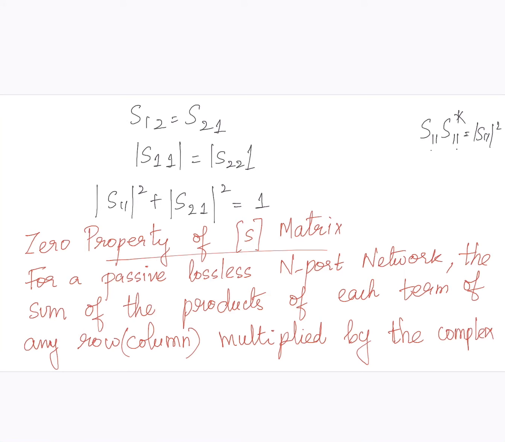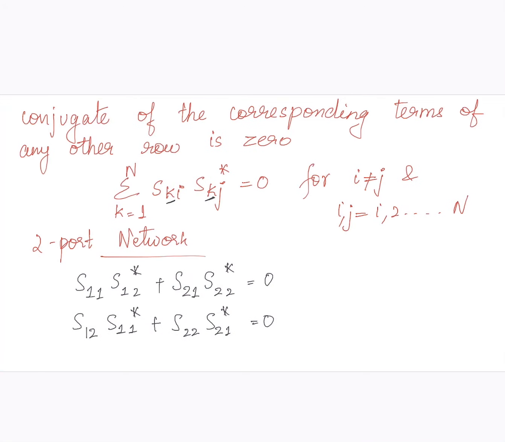Next property is zero property. So zero property, from the name itself, it can be assumed that for a lossless input network, the sum of the products of each term of any row multiplied by its complex conjugate of the corresponding terms of any other row will be equal to 0. So in general way this can be written as summation k equal to 1 to n S_ki into S_kj conjugate will be equal to 0 for i not equal to j, and i, j equal to 1 to n.